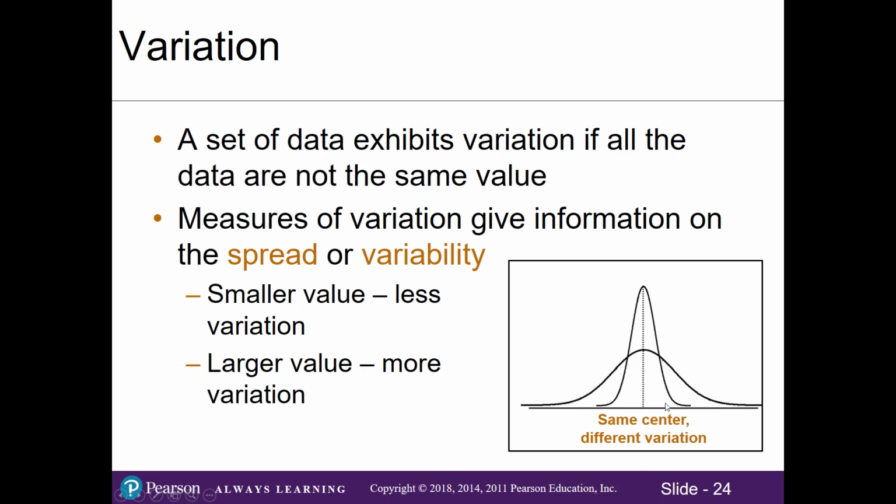So as you can see here in the diagram on the right, we've got two shapes that represent our spread. So here with our taller curve, where it's tighter or narrower, that means there's less variation because the values that we've collected are much closer together. Whereas our wider curve here has greater variation because the numbers we collected are spread out farther from each other.